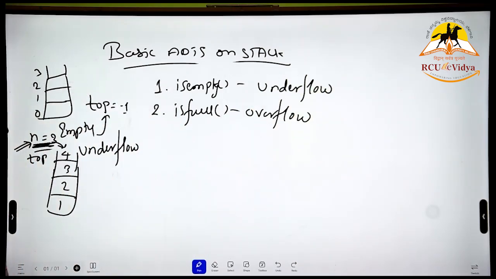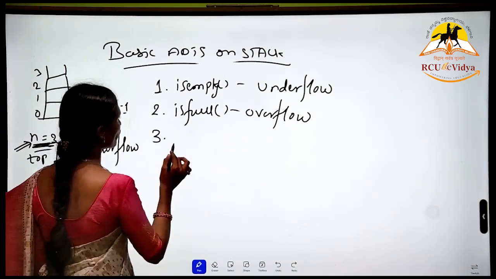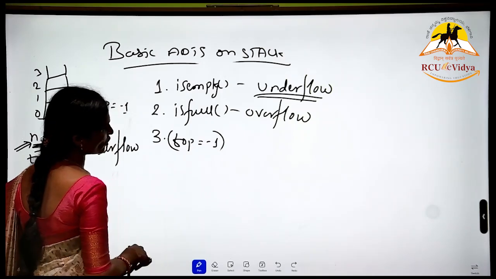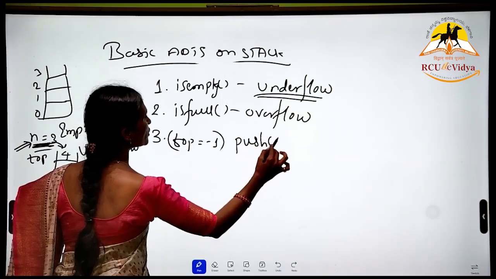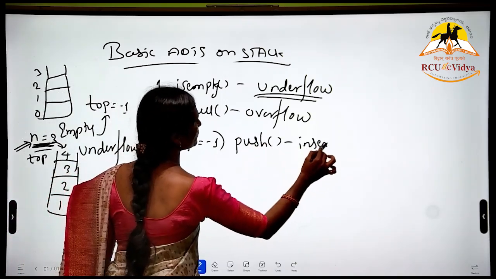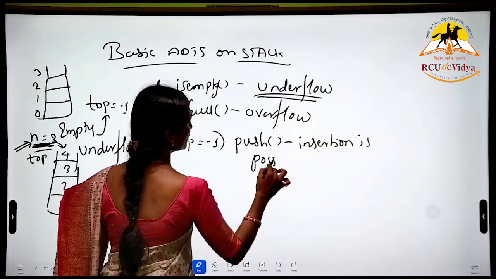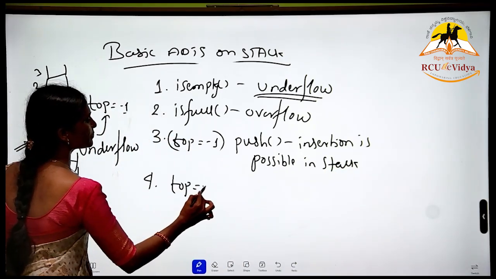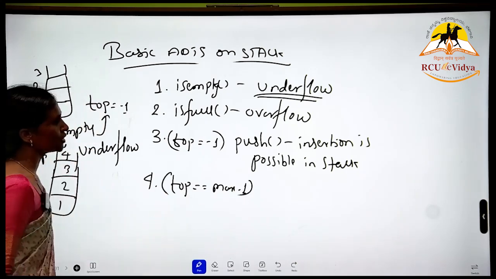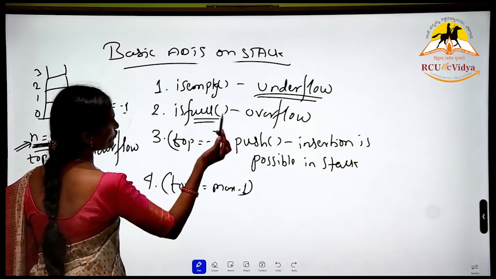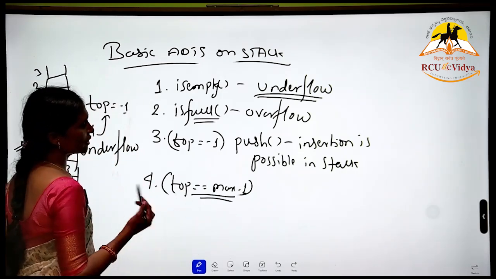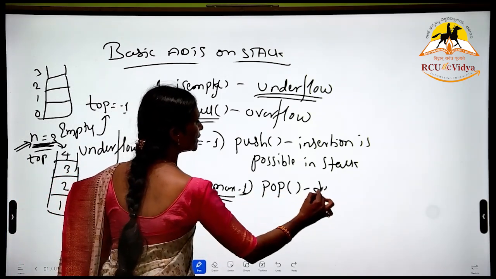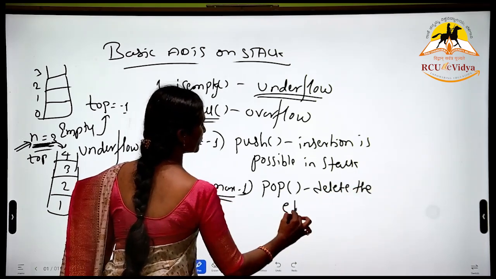Okay, fine. Next, if the condition is underflow, that is top equal to -1, then you can perform the operation called push. Push means insertion is possible in the stack. Now, if top reaches the maximum size -1, that means the stack is full. If it is full, you cannot insert an element. But if it is full, you can pop the element. It is possible to delete elements from the stack.